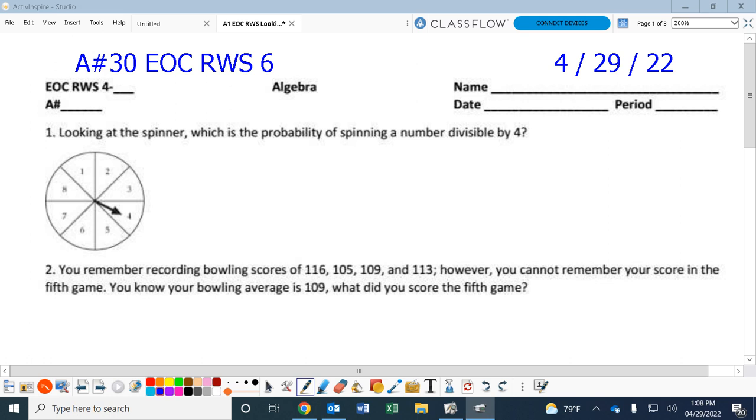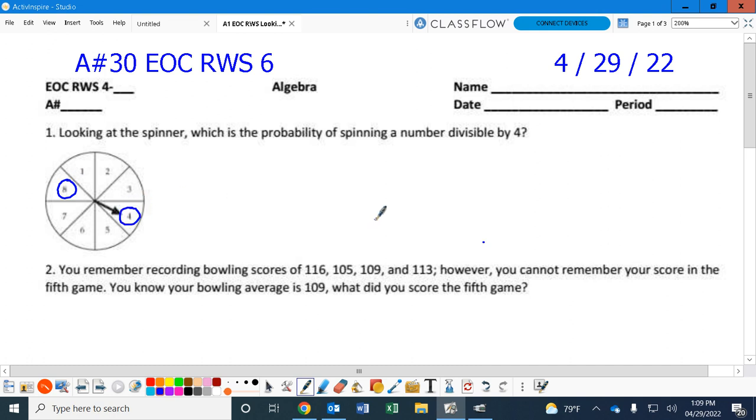It says, looking at the spinner, which is the probability of spinning a number divisible by 4? Okay, so guys, first of all, how many numbers are divisible by 4? Look, first of all, what's divisible by 4 on that wheel? 8 and 4. Those are the ones divisible by 4.